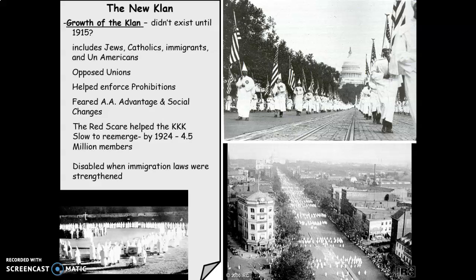They were slow to emerge, but with all of the anarchy and un-American activities, people went to the KKK because they saw that this was a way to strike out and, kind of like in the 1860s, strike some fear into all these un-Americans. That's how they saw it. As a matter of fact, I told you earlier, by 1924, 4.5 million members, the largest it's ever been. And they marched down Pennsylvania Avenue, as you see in the pictures to your right. So when immigration laws were strengthened, this really kind of hurt the KKK.